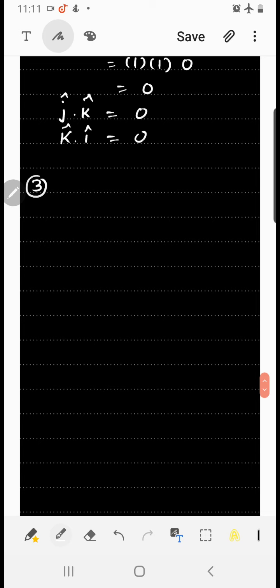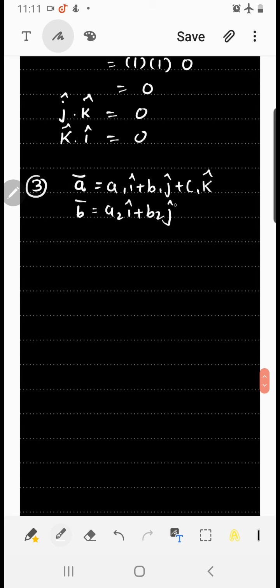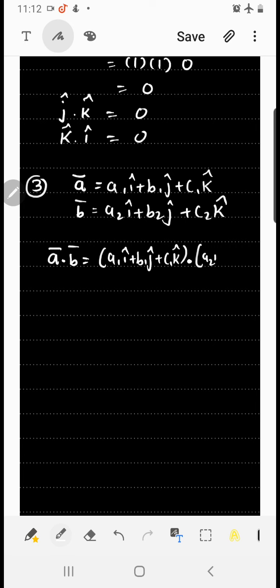With this basic concept in my mind, let us understand how we take the dot product of two vectors given in terms of i j k. So let's say we have a bar as a1 i cap plus b1 j cap plus c1 k cap, and b bar is equal to, let's say, a2 i cap plus b2 j cap plus c2 k cap. And I want to perform a bar dot b bar. So what we write here: a1 i cap plus b1 j cap plus c1 k cap, dot product with a2 i cap plus b2 j cap plus c2 k cap.